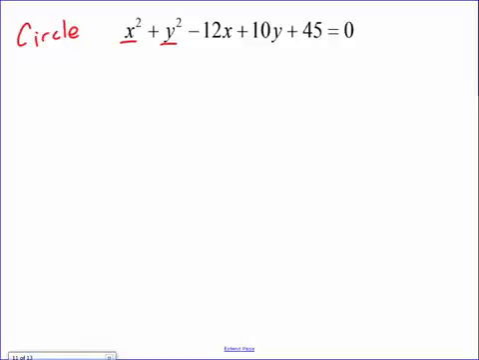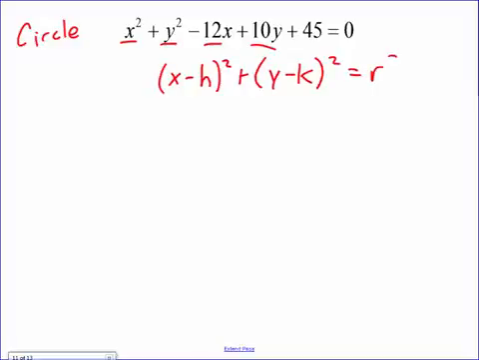Okay, and if we remember, when there's x's and y's with it, what do we have to do in order to get it to our circle form? Remember, our circle form is (x minus h) squared plus (y minus k) squared equals r squared. Well, we need to get these factored forms of perfect square trinomials, so we need to complete the squares. So what I'm going to do is put my x's together, x squared minus 12x. I'll do the same thing for my y's. I'm going to leave some space so I can complete the square.